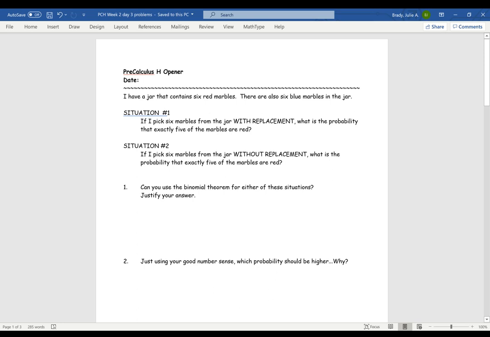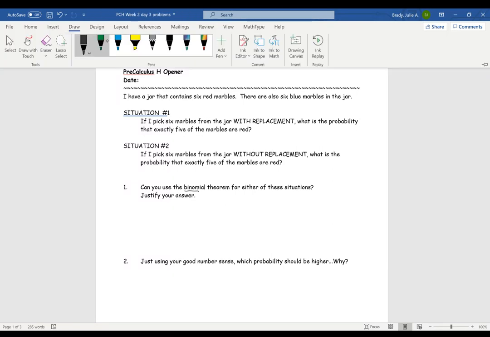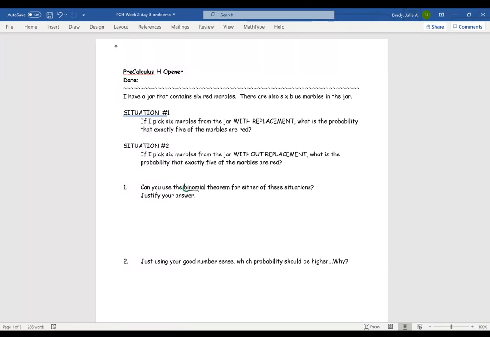Okay, so let's look at these two situations. The key for using the binomial theorem is that you have to be doing the same thing again and again and again, and the chances of you winning or getting a success has to be the same. So in situation one, you keep on picking a marble and you're throwing the marbles back in.